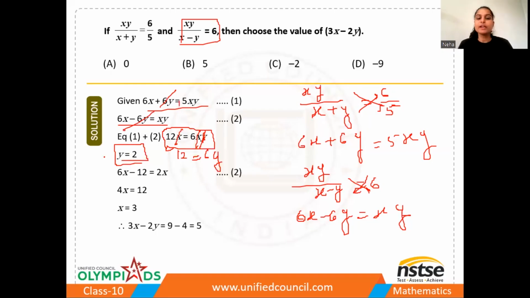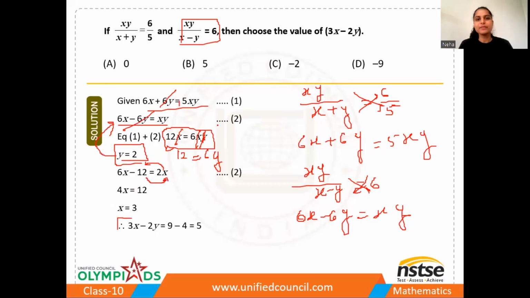So I can put the value of y in any of the equations. Okay, so here I am putting the value of y in equation number 2. So it becomes 6x minus 12 is equal to 2x. That means now I can take the 2x in this direction and 12 in the RHS part. So it becomes 4x is equal to 12, then x is equal to 3.